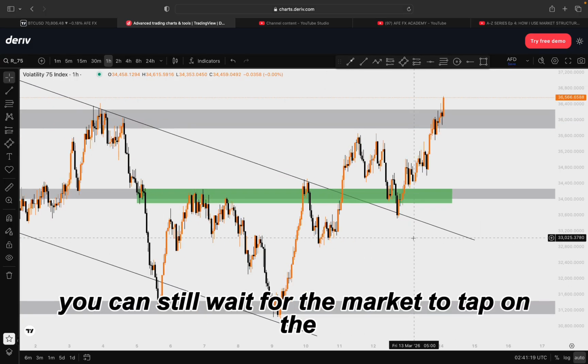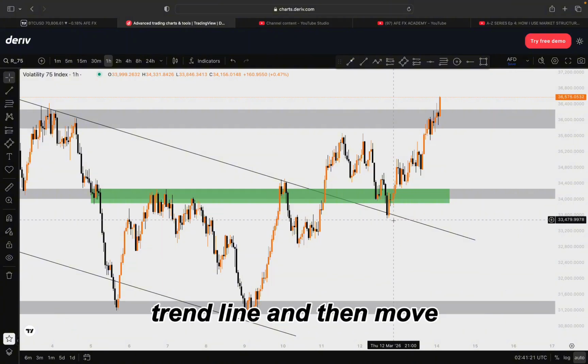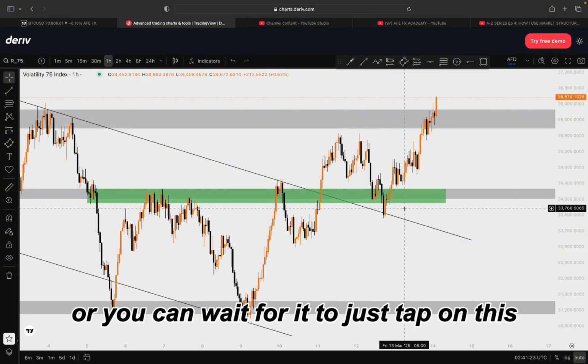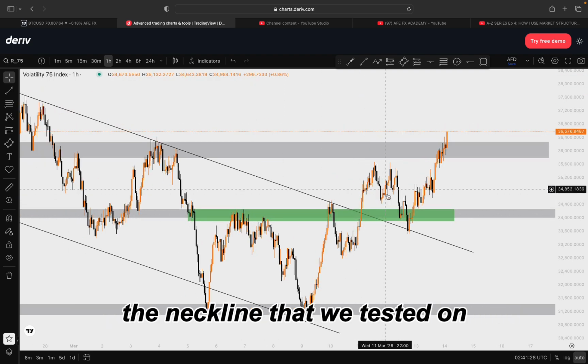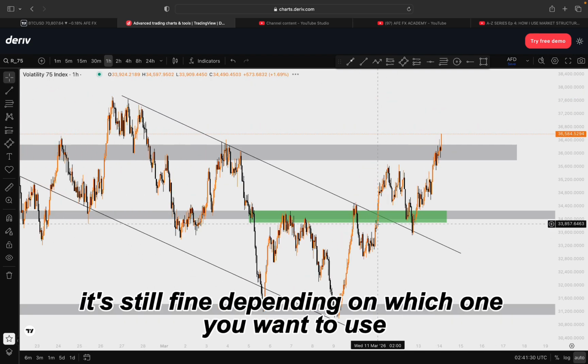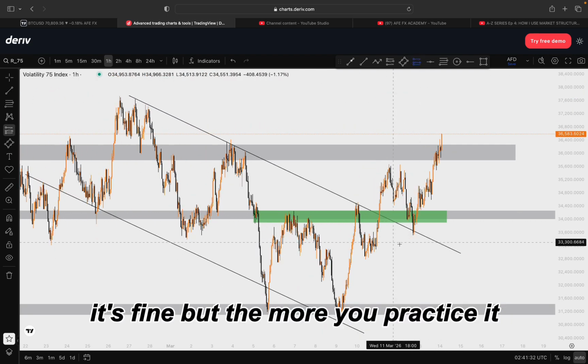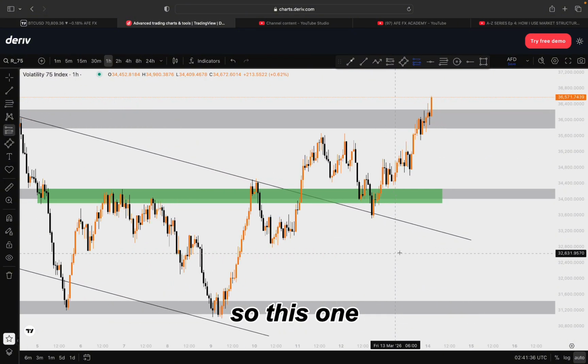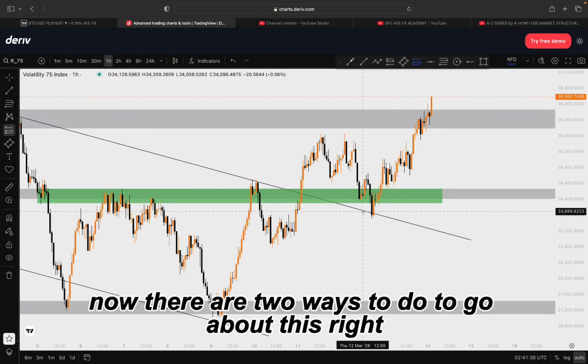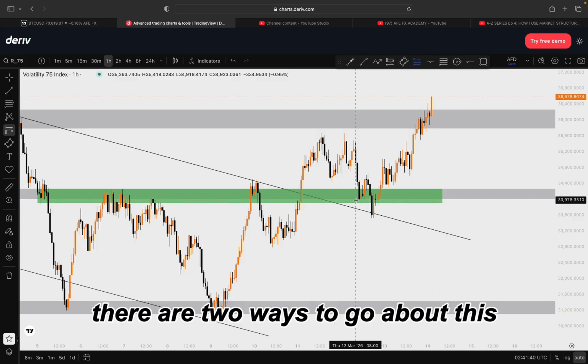So I told you guys you can still wait for the market to tap on the trend line and then move, or you can wait for it to just tap on the neckline that it retested on. It's still fine, depending on which one you want to use. But the more you practice it, the more you understand how it works and how you can make use of it. So this one now, there are 2 ways to go about this, right? There are 2 ways to go about this.